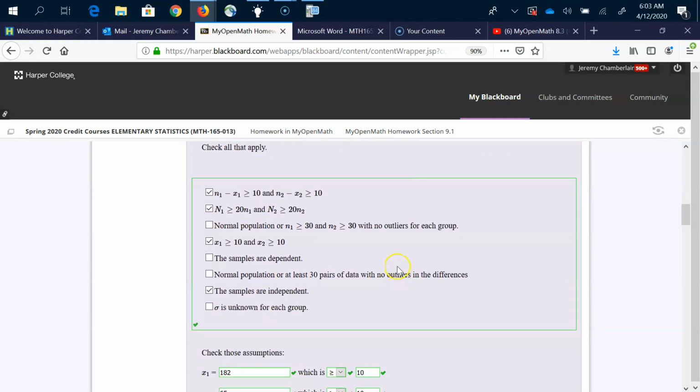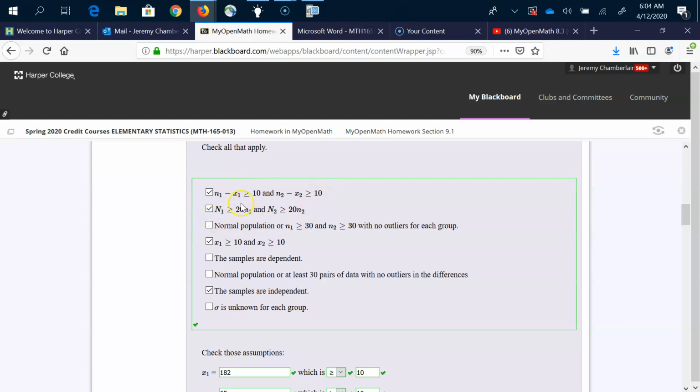Since I have two different samples, I have double the conditions, but they're of course similar conditions. I want the number of successes to be bigger than or equal to 10 for both the urban and the rural data sets. I also want the number of failures, so sample size minus successes, to be bigger than or equal to 10 as well.